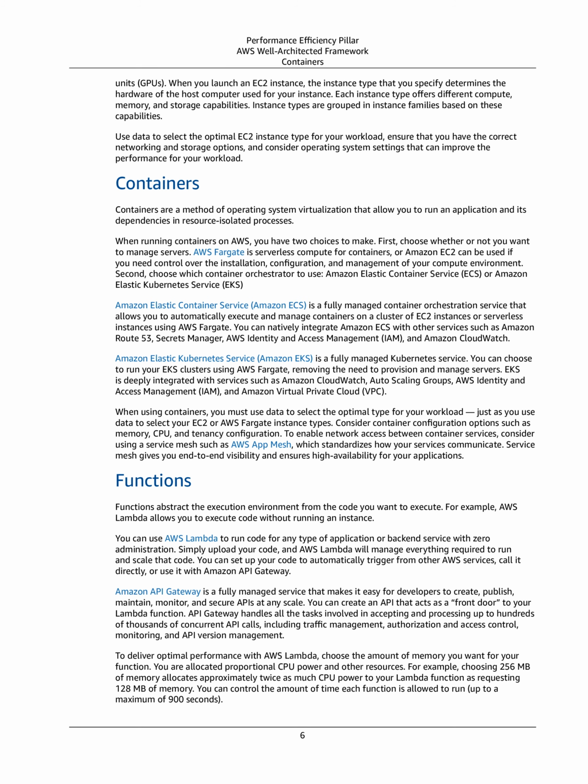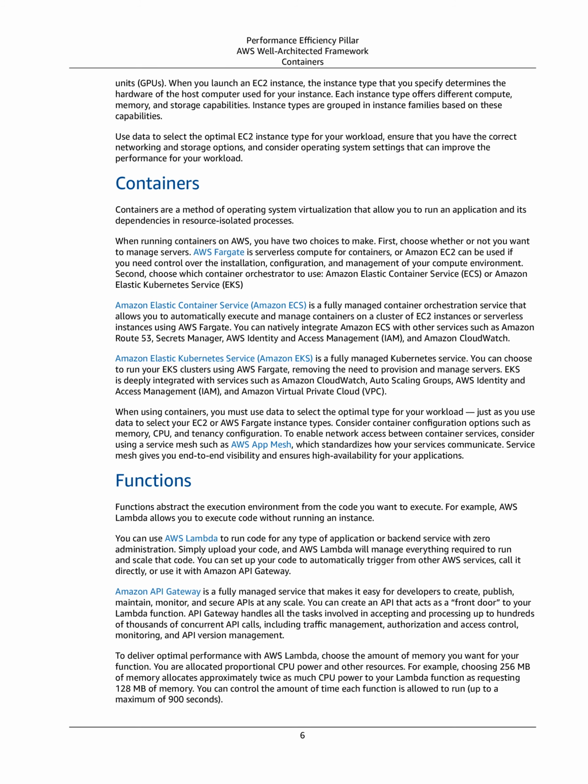You can set up your code to automatically trigger from other AWS services, call it directly, or use it with Amazon API Gateway. Amazon API Gateway is a fully managed service that makes it easy for developers to create, publish, maintain, monitor, and secure APIs at any scale. You can create an API that acts as a front door to your Lambda function. API Gateway handles all the tasks involved in accepting and processing up to hundreds of thousands of concurrent API calls, including traffic management, authorization and access control, monitoring, and API version management.